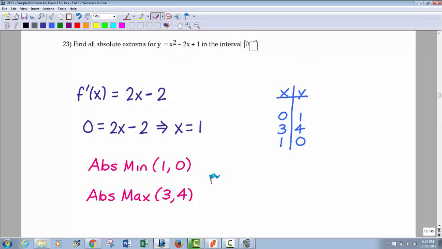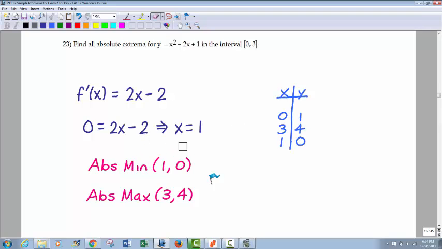This one's really easy. 0 and 3 go in there. This is a simple derivative, 2x minus 2. That would be your critical number, x is 1. 1 does fit in your interval, so it does go in there. I'm hoping I have one where we throw one out, because that's very important.